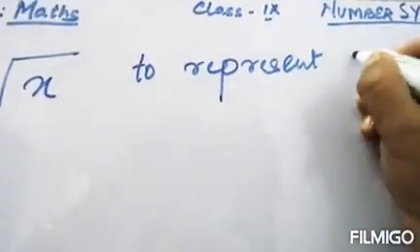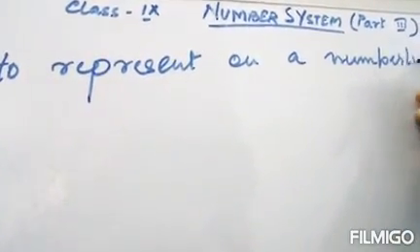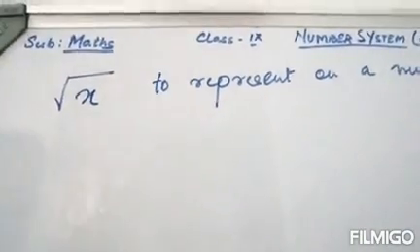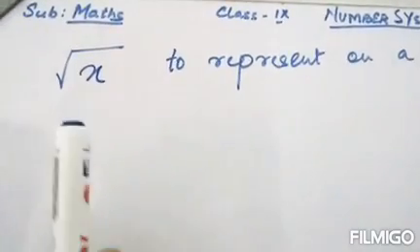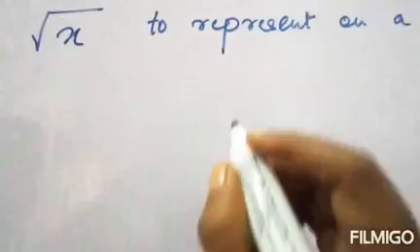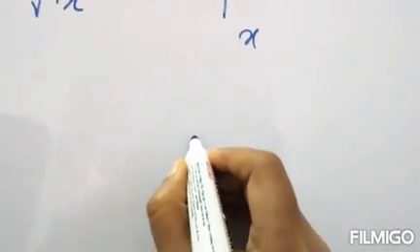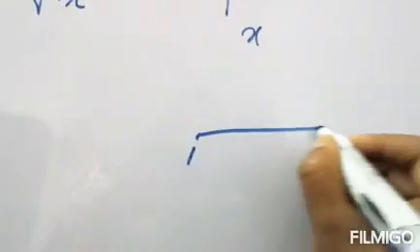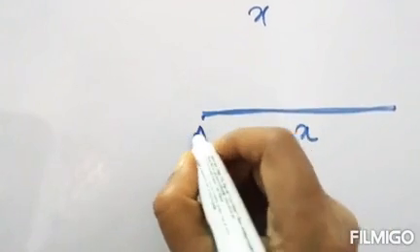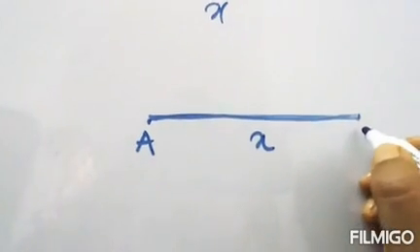Geometrically, on the number line. Whenever you are given a number, first you need to consider that number as rational. So if you consider that number as rational, let us take it as x. Now you will draw one line measuring x. Let that be A, B, let that be AB.